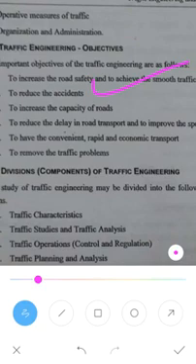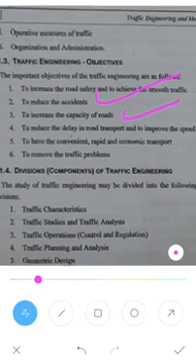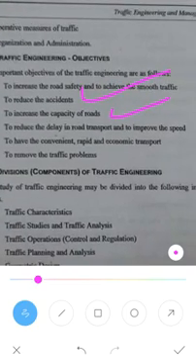Third one is to increase the capacity, that is, to increase the number of vehicles the roads can carry. Fourth, if there is any vehicle movement on the road, there should not be any delay in the movement of the vehicle, because that will reduce the speed of the vehicle and also increase the traveling time. So there should not be any delay in road transportation.